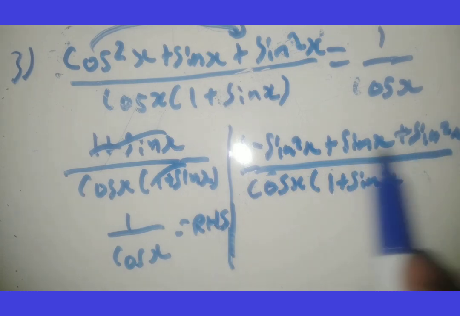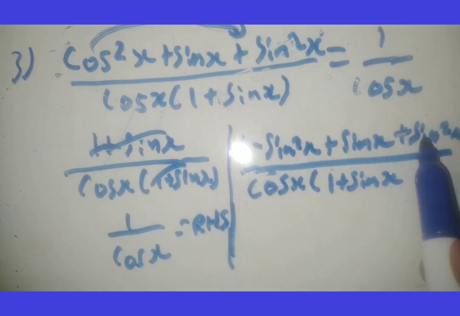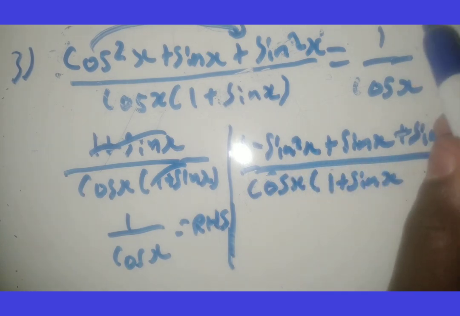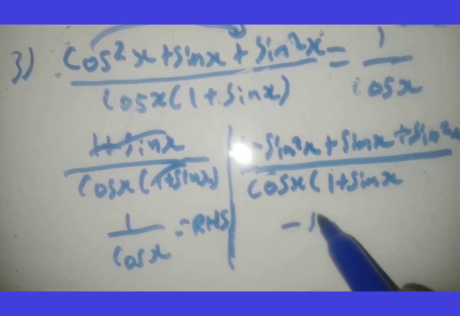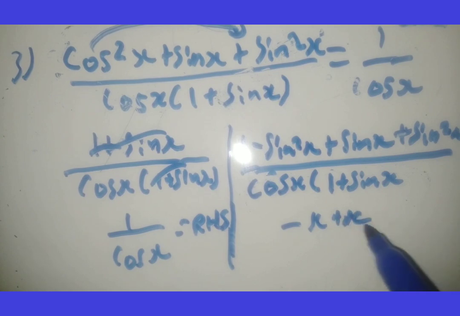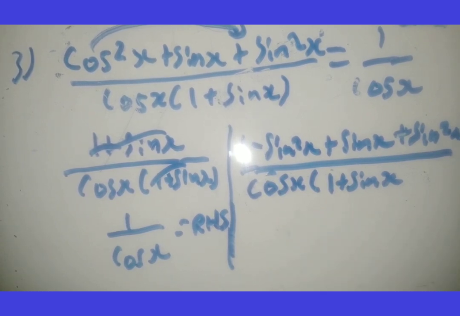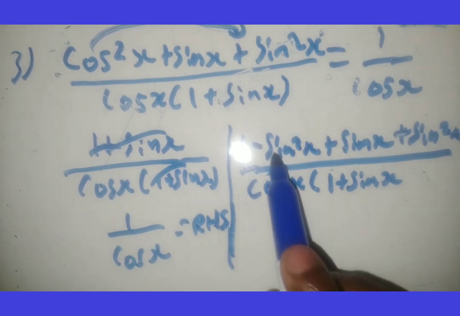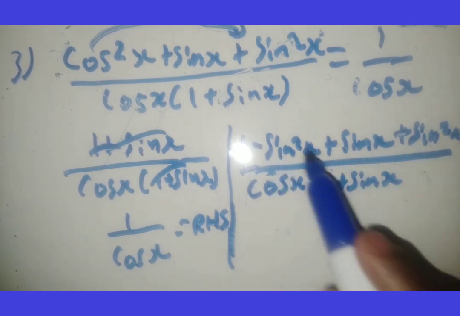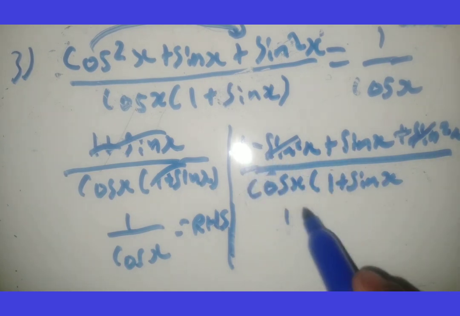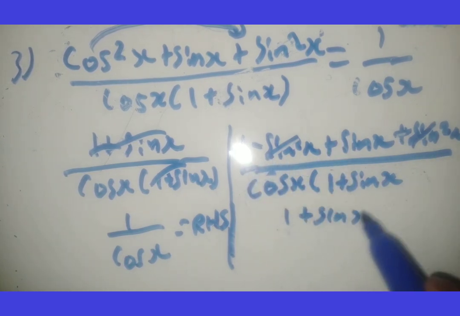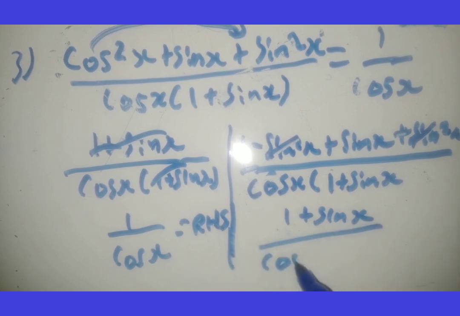So notice, this and this are like terms. If you've got minus x plus x, let me write it here, they just cancel out. It's the same thing we're going to do there, because notice we've got minus sine squared x and we've got sine squared x. So those two cancel. And then now we're going to be left with exactly (1 plus sine x) over cos x.